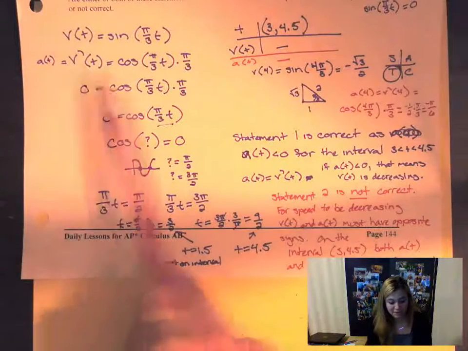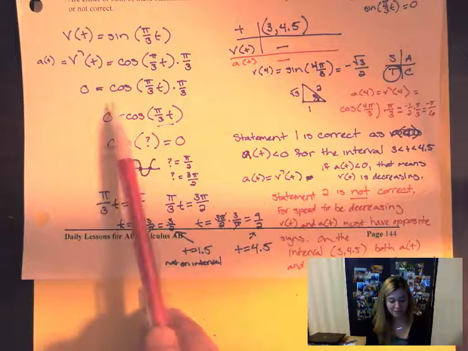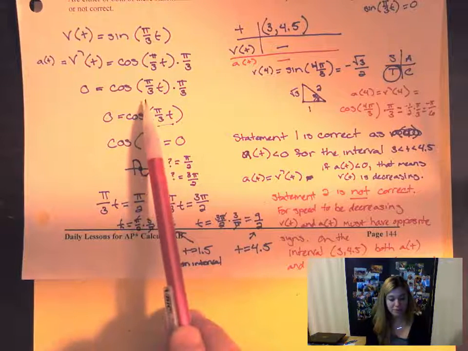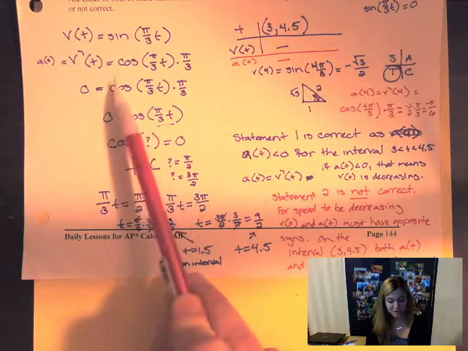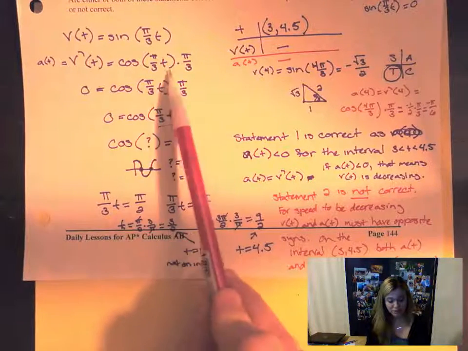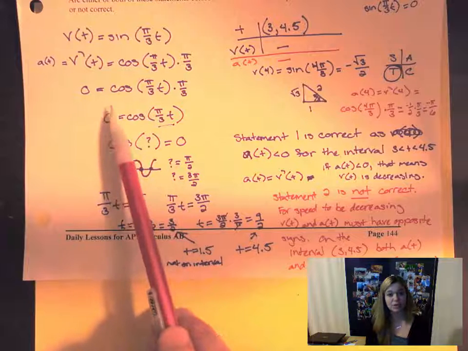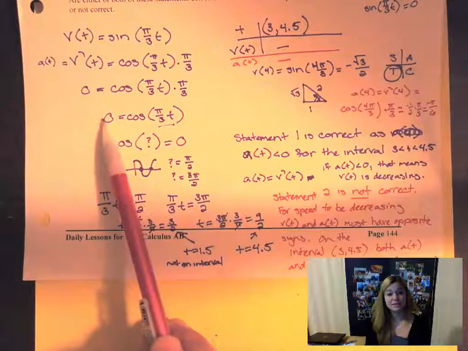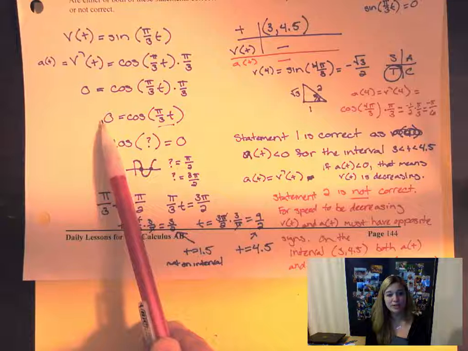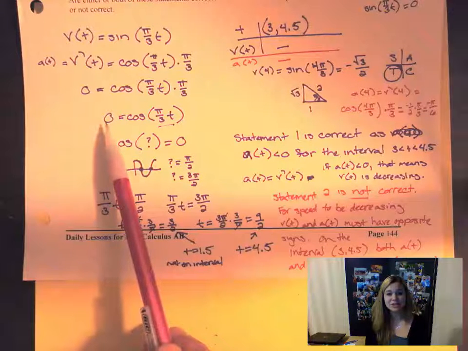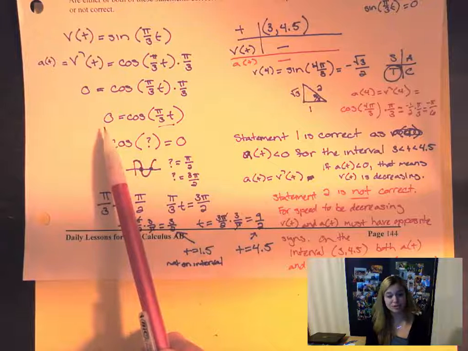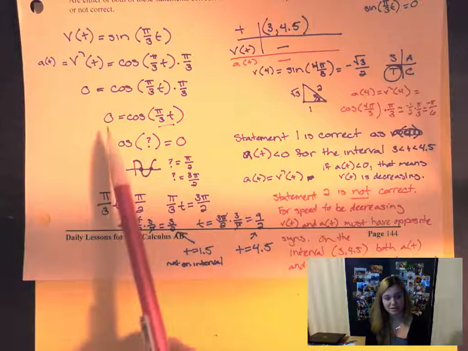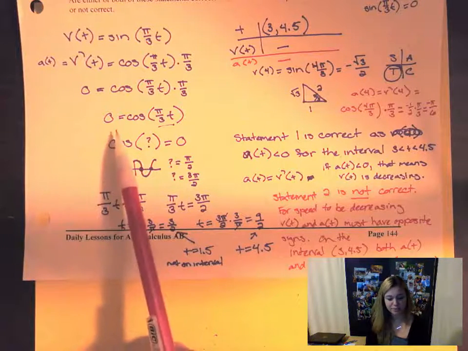I found velocity, which I could have really saved myself some time and just used what I found up in the first problem in part A, but whatever. Here is the derivative of velocity, acceleration, and I set that equal to 0. The reason I'm setting it equal to 0 is I just need to see, is there any place where acceleration changes signs on this interval? Is there a place where acceleration goes negative to positive or positive to negative, because that's going to affect my answer.